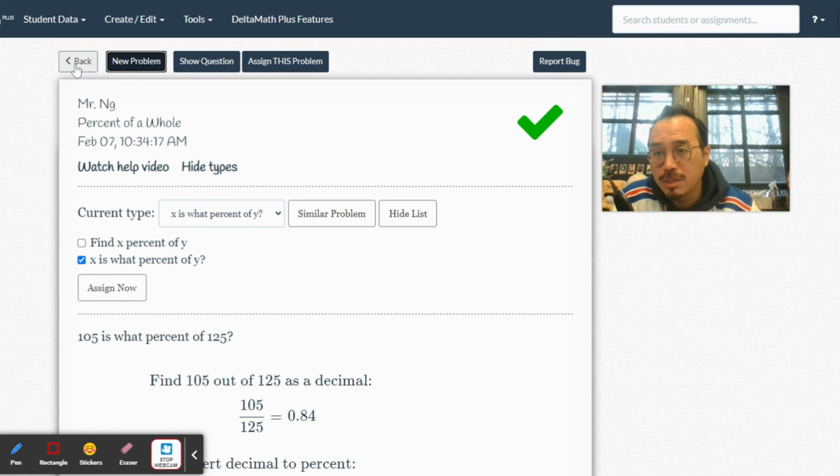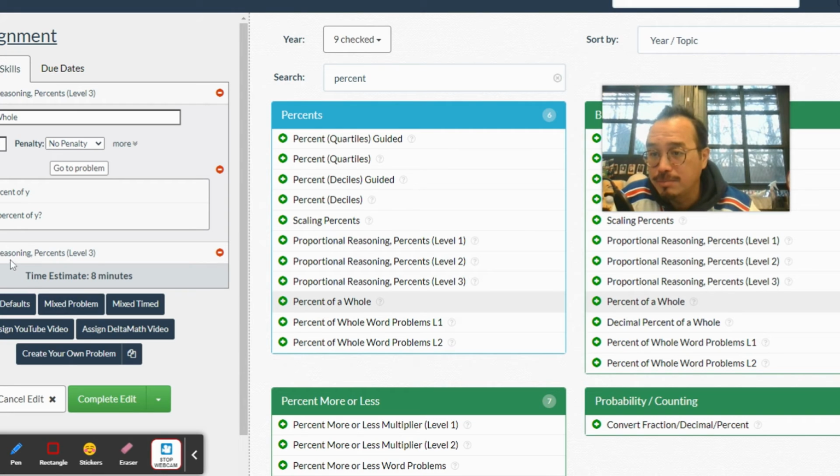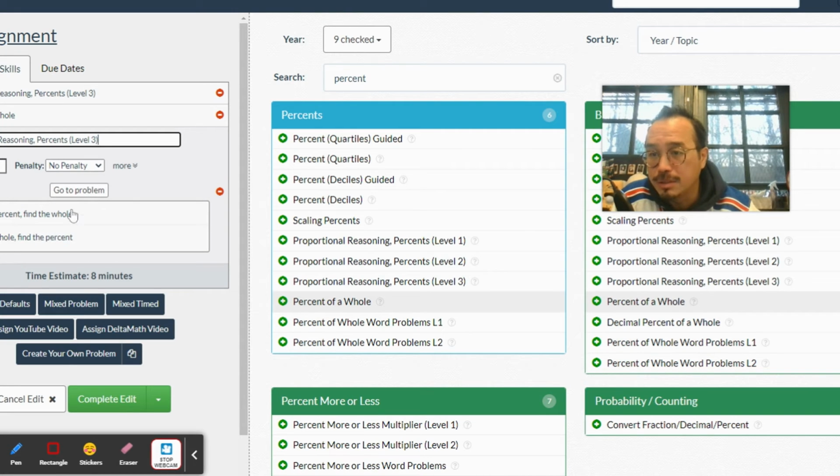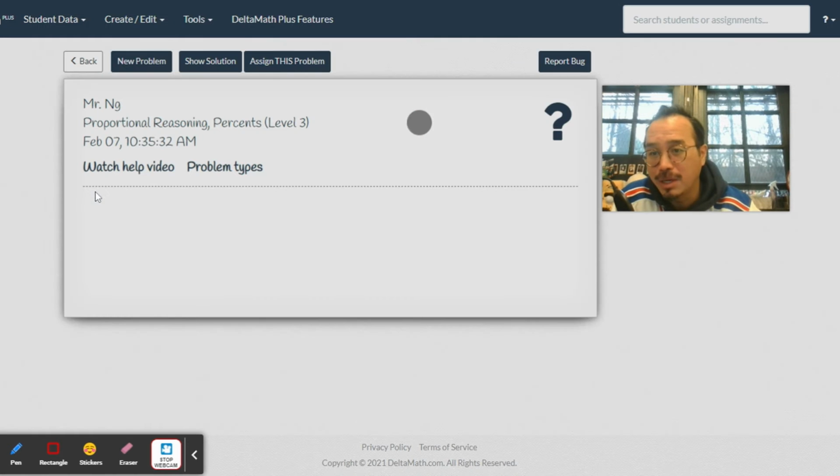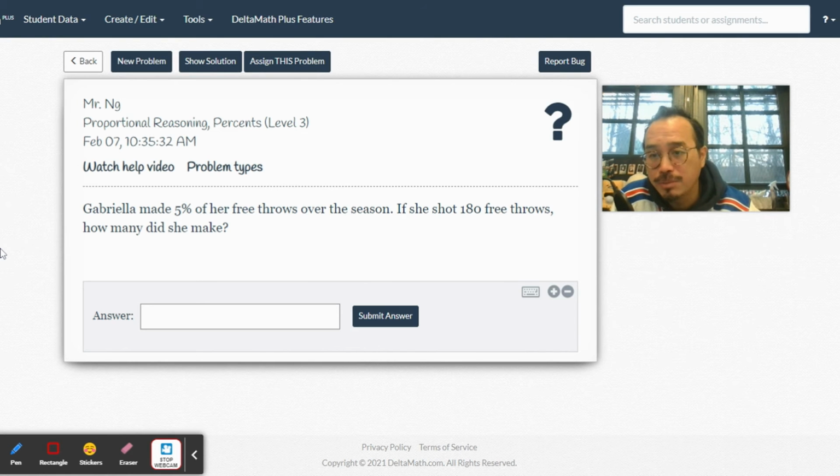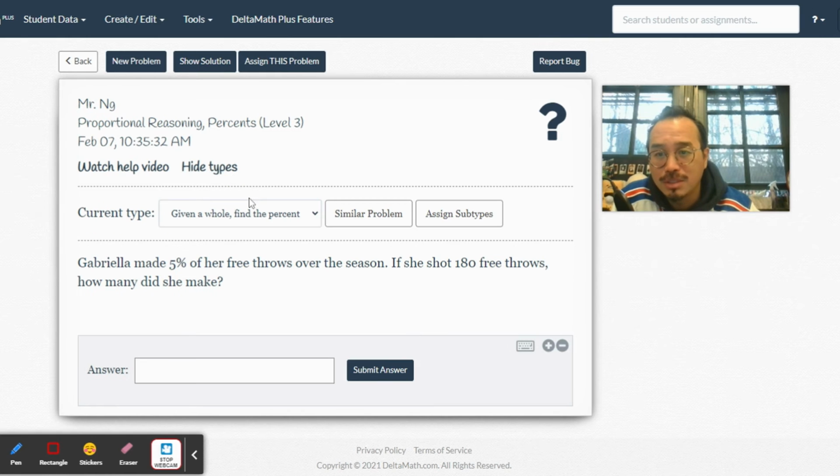All right, that's it. Let's do one more and then we'll call it a day. Given percent. By the way, that's type B, right? So here we go. Last one. Gabriella made 5% of her free throws over the season. If she shot 180 free throws, how many did she make? Hold on, let me just double check.